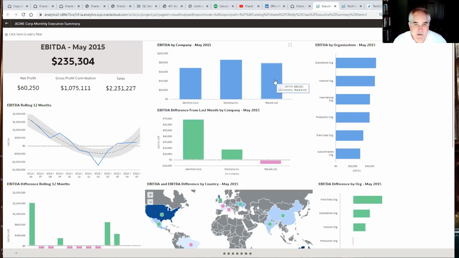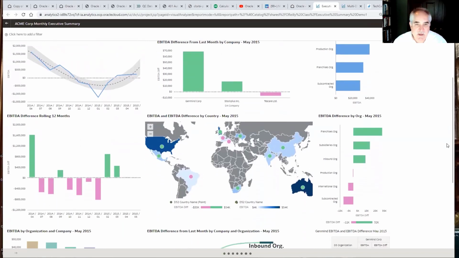And then, of course, TestCare had a really nice value, but it was down from the previous month. So this enables people to, at a glance, see what's happening in the organization. Now we then have EBITDA by org. So we take these and we break them out and show those values. So again, we have a different view.